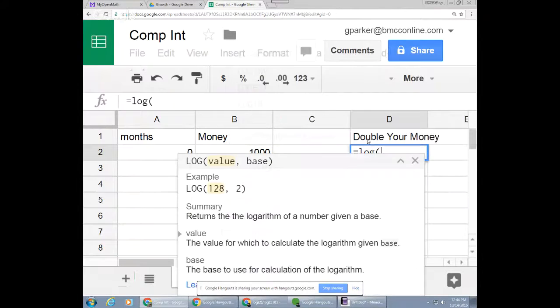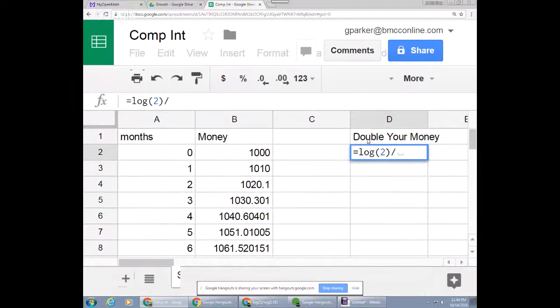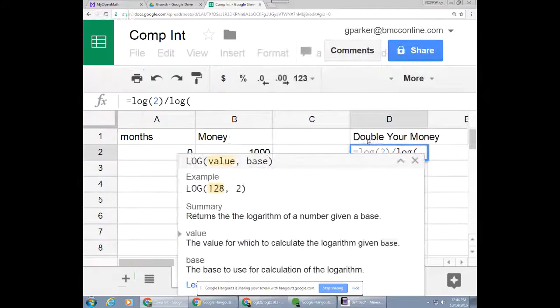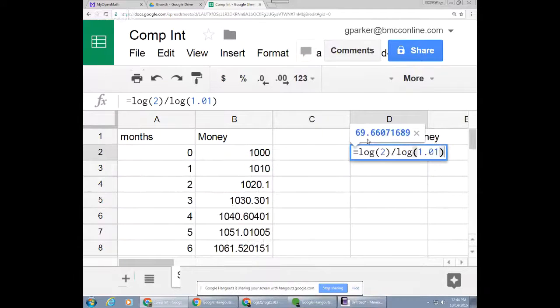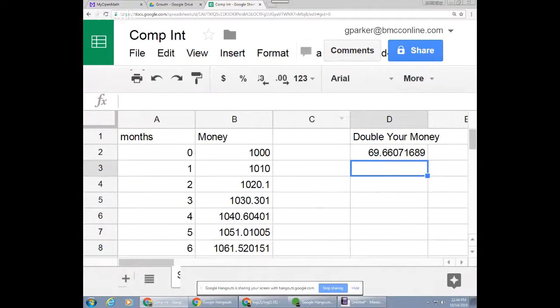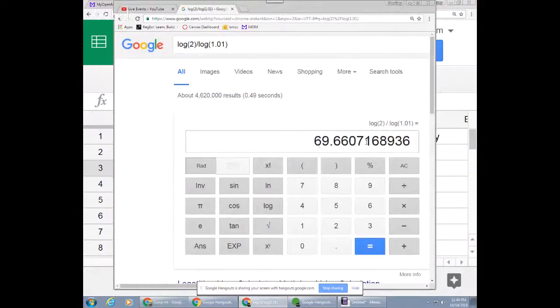Yep. What am I taking a log of? 2 divide by log of 1.01. And I should get that same number Google said before, 69.6-ish. Double check. 69.6-ish. Okay, so let's go around and take a look at people's calculators. If you're going to use it, you got it down on the spreadsheet. Did you get it to come out here? No. Okay. Oh yeah, you got it. 69.66. Beautiful.